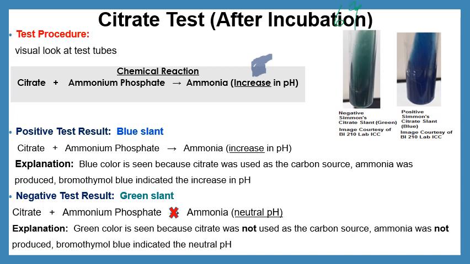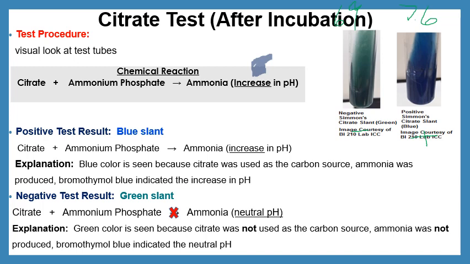Then if we have a positive result, which we can see here, so here's our negative result. Here's our positive result, which is our blue color. The blue tells us, because of the indicator of bromothymol blue, the pH went up to about 7.6, which is more alkaline or basic, moving that pH up. So a positive result tells us it's a blue slant and that the bacteria was able to use citrate as its sole carbon source, and it was able to make ammonia, causing that pH to go up. Our positive result is this pretty blue color.